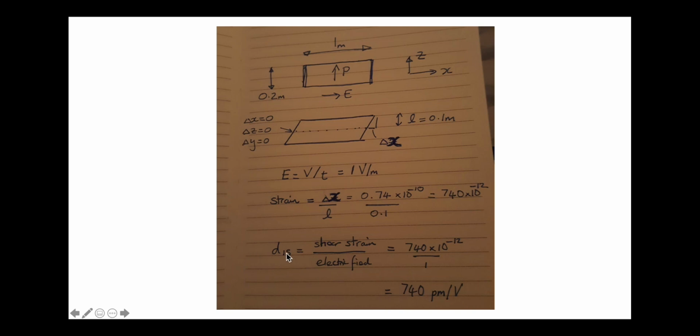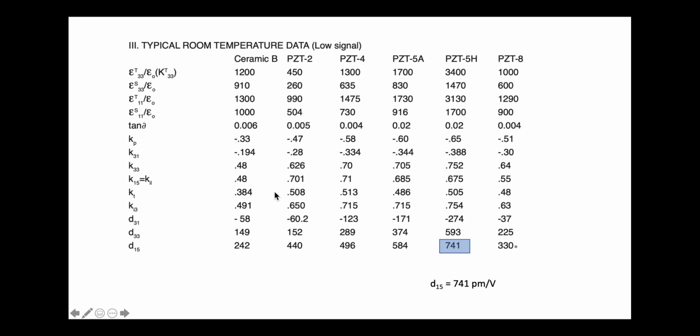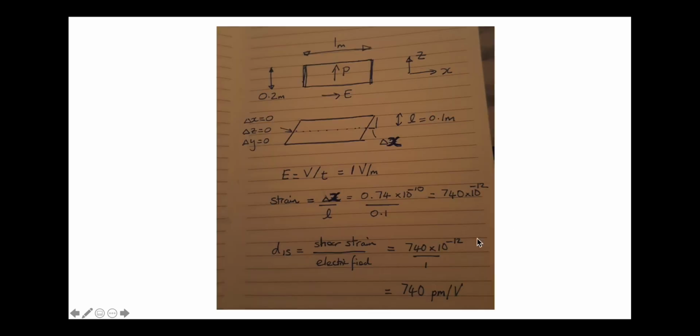And d15, well, what is that? It's the shear strain per unit electric field. So it's this value divided by the electric field. So that comes out at 740 picometers per volt. And if we look at PZT5H, this is some data from the literature or from the internet. PZT5H here, if we look at the shear coefficient, d15, 741 picometers per volt. So that's in very good agreement. So this is very much a reasonable strain per field, that's strain per unit electric field, that we would expect.